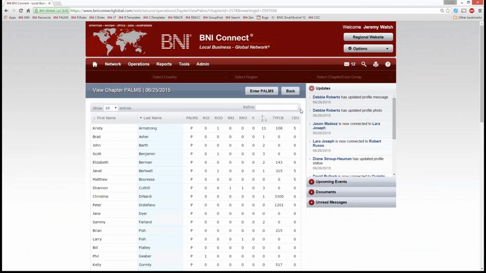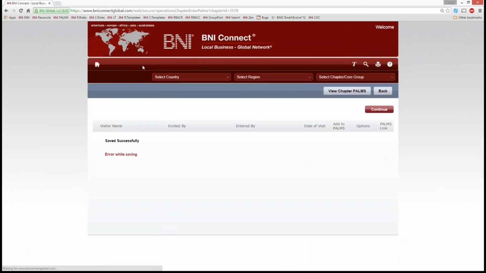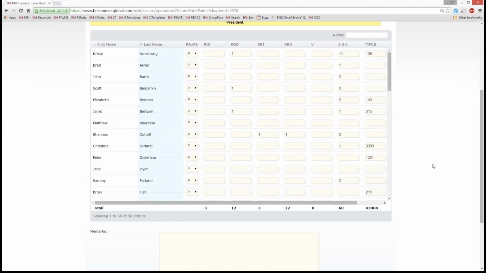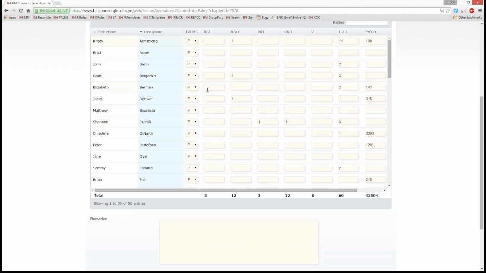All right. As far as entering POMS, if you do have a POMS that you need to enter, just click on Enter POMS. The first thing you're going to do is choose the date that you're going to enter the POMS report for. So let's say that I am going to be submitting the report for this past week, the 25th. I can click on Enter POMS. And it will then allow me to go in and basically fill out the form.